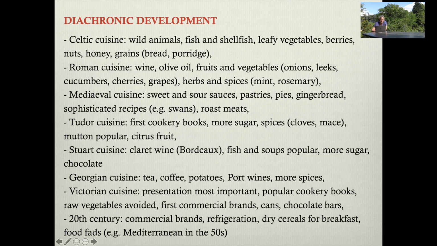We have the first commercial brands of various products, such as, I don't know, Lipton tea, for example. We have first canned products, first chocolate bars. Many of those brands have survived and are still known today. If you watched any of the episodes of the Great British Railway Journeys, you probably know what I mean.